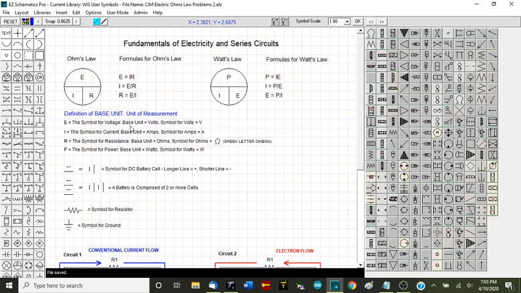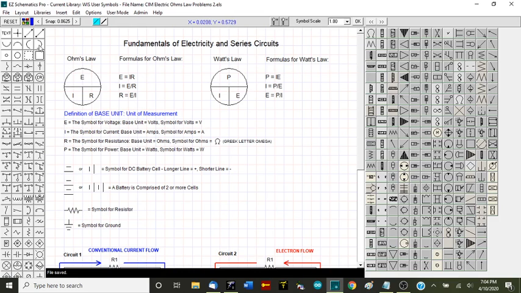The base unit for voltage, and I don't want you to get confused, so let's go back up top here. The definition of the base unit. That's a unit of measurement. So anytime I'm referring to a base unit, I'm talking about a unit of measurement. How do we measure what we're talking about, this variable? We're talking about voltage. And again, the symbol is E.